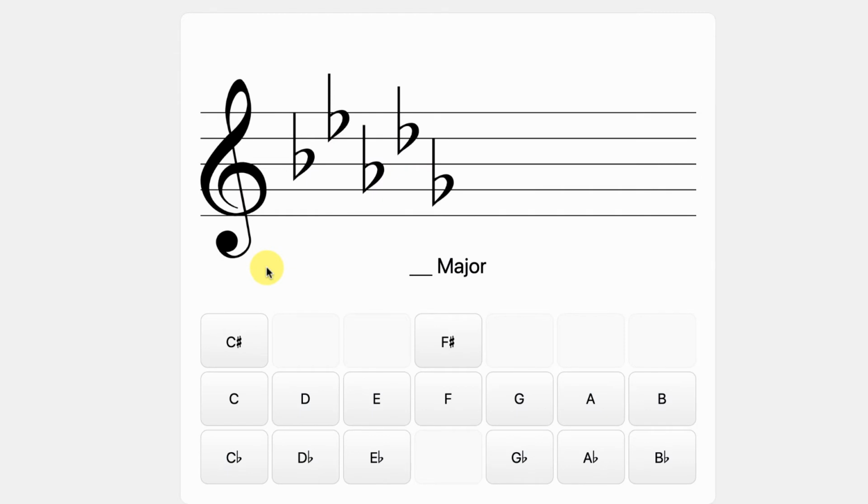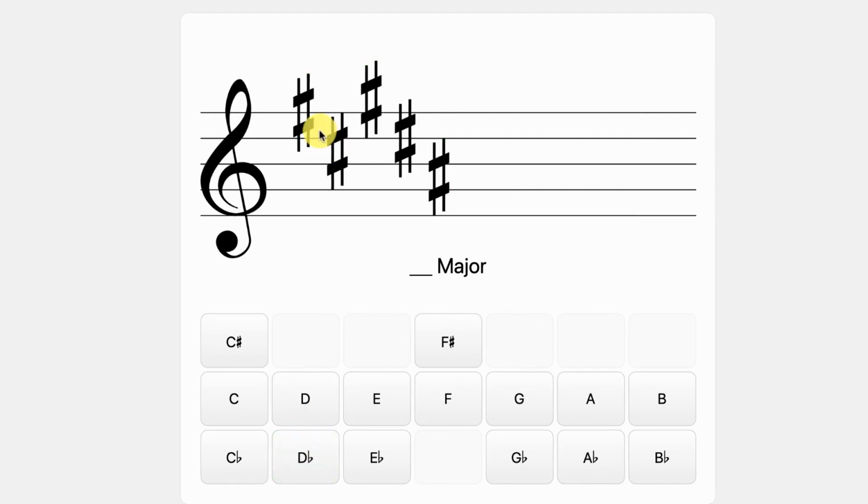Now, let me show you how to do the exercises online. There are 5 flats. Remember, when you have 5 flats, you need to look at the second to the last flat sign to find out what key the music is in. You can see this is 1, 2, 3, 4, 5. They appear one after the other. So this is the second to the last. So that's a D flat. Now you click on D flat. Do not click on D. That's not correct. D flat major.